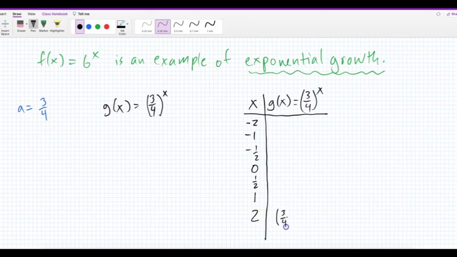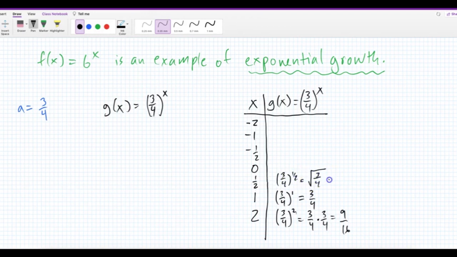As before, I'll start with 2 because that's the one that's most familiar to us. So 3/4 squared. Well, that's just 3/4 times 3/4. So that's 9/16. Okay, next one, right above that, 3/4 to the first power, that's just itself, 3/4. Next one, 3/4 to the 1/2. That means we're taking a radical of 3/4. What this is going to be is radical 3 over the radical of 4, which is 2.